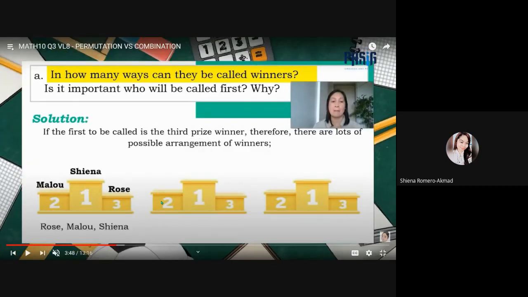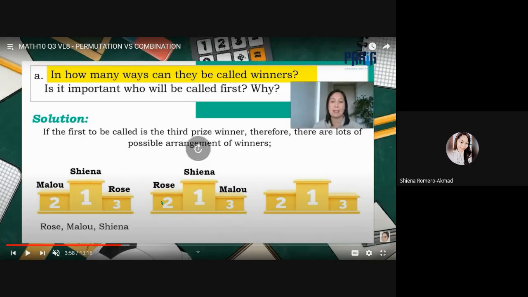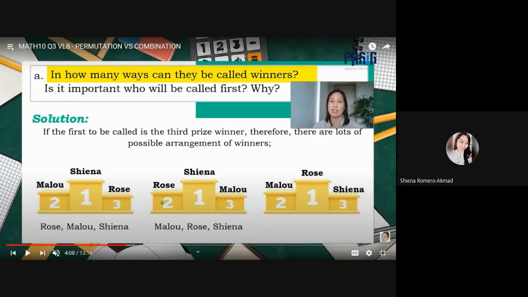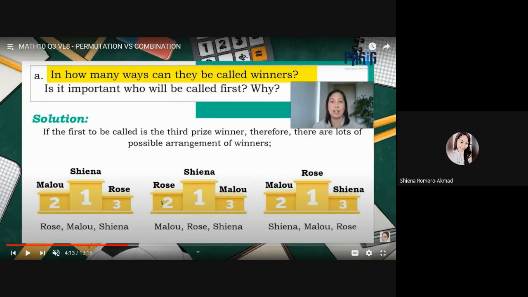So, sa una, pwedeng ang maging third prize ay mapunta kay Rose, ang second prize ay kay Malu, ang first ay kay Sheena. Pwede din naman na ang third kay Malu, second Rose, and first Sheena pa rin. Then, pwede din naman na si Sheena gets the third prize, Malu won the second prize and Rose won the first prize. Pwede din naman ganun. Okay, so yun yung mga different scenarios.